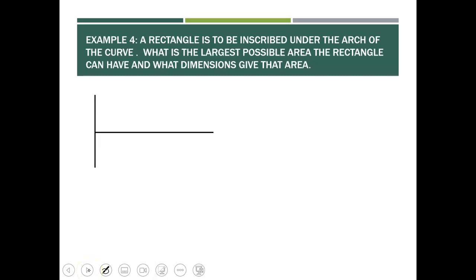Okay? A rectangle is inscribed under the arch of a curve. So here's my curve. Here's the rectangle. Rectangle inscribed under the arch of the curve. What is the largest possible area that rectangle can have? What dimensions give that area?